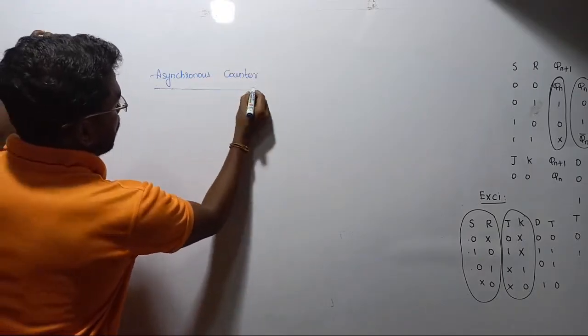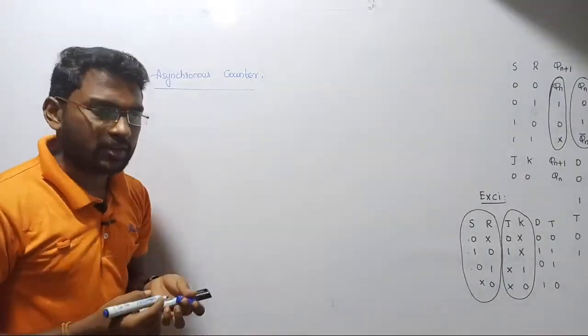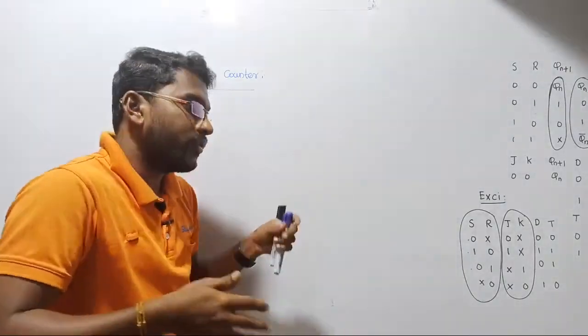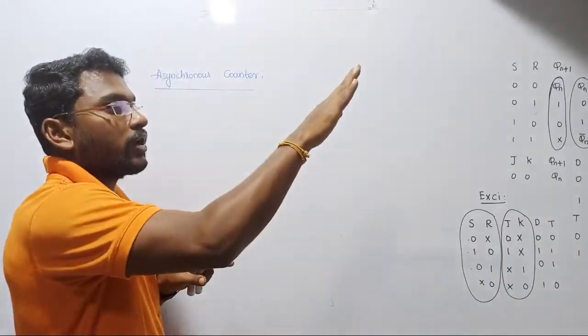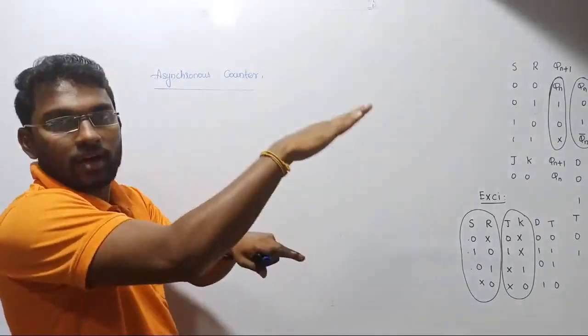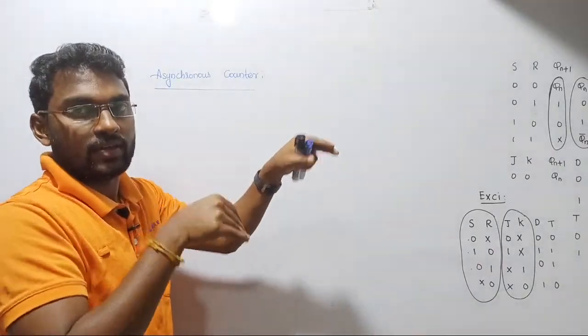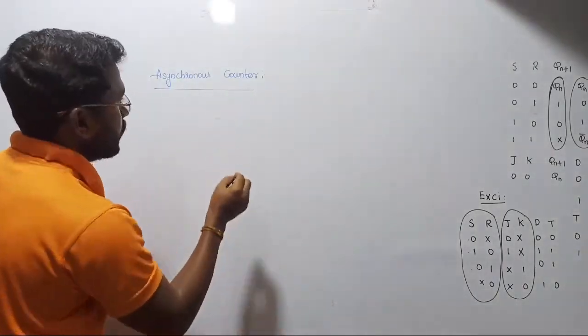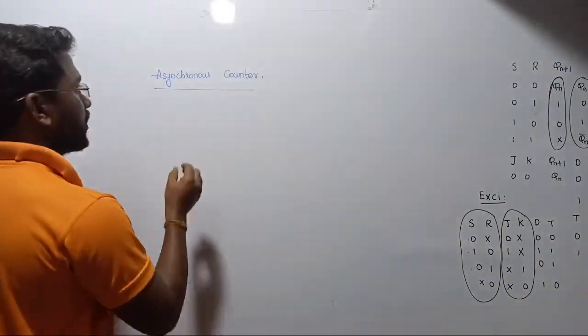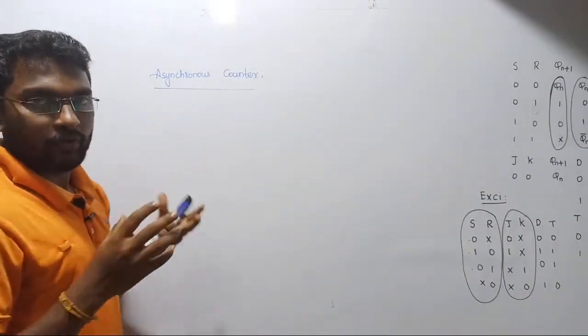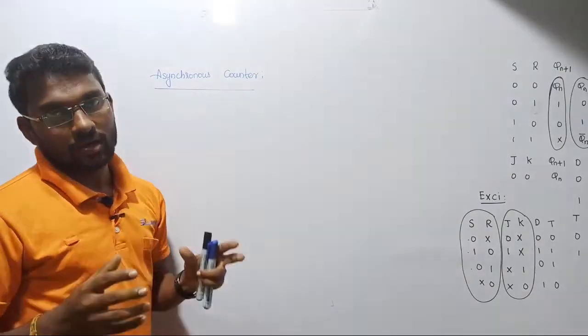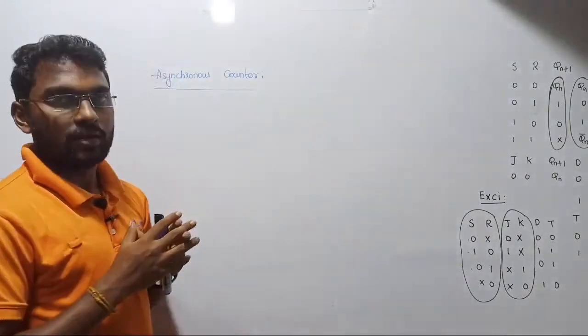First of all, I hope you all remember what a counter means: we are going to count like 0 1 2 3 4 5 6 7 8 9. Up counter means 0 1 2 3 in ascending order, and down counter means descending order, going from 9 8 7 6 5 like that. That is what we are going to design now. I said there are two types of counter: one is called up counter, another one is called down counter. That is the major classification.